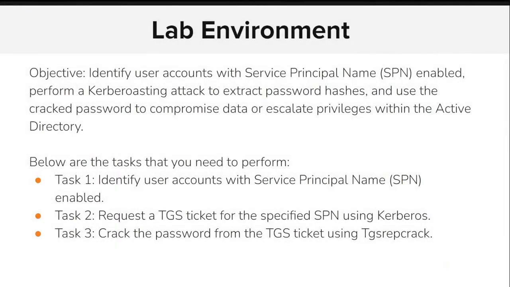So in terms of the actual objective, let me just go through it again. Identify user accounts with the service principal name enabled. Perform a Kerberoasting attack to extract password hashes and then use the cracked password to compromise data or elevate privileges. And these are the tasks. Step one, identify user accounts with the service principal name enabled. Secondly, request a TGS ticket for the specified SPN using Kerberos. And finally, crack the password from the TGS ticket using TGSRepCrack. So that's the tool we're going to be using.